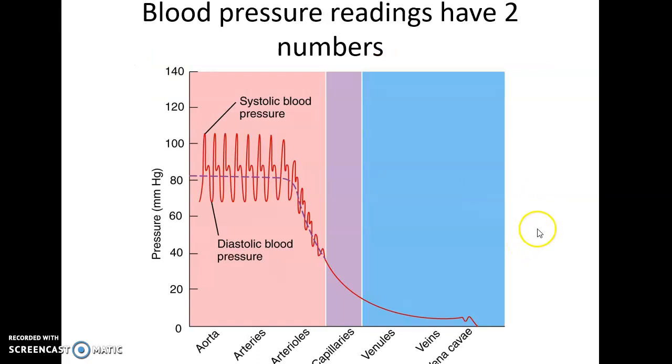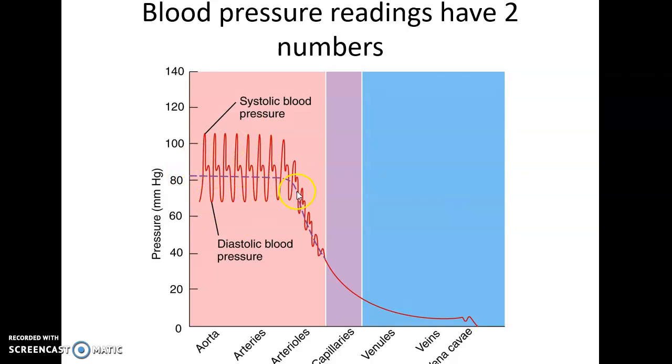All right, so the numbers on blood pressures. Two numbers, a high one and a low one. High one's on top, low one's on the bottom. High one is systolic blood pressure. This is when your ventricles are contracting, so the blood being forced out leads to high blood pressure. The lower number is when your ventricles are relaxed, blood pressure is lower. So that is what determines your blood pressure. Systolic when the ventricles contract, diastolic when the ventricles are relaxed.